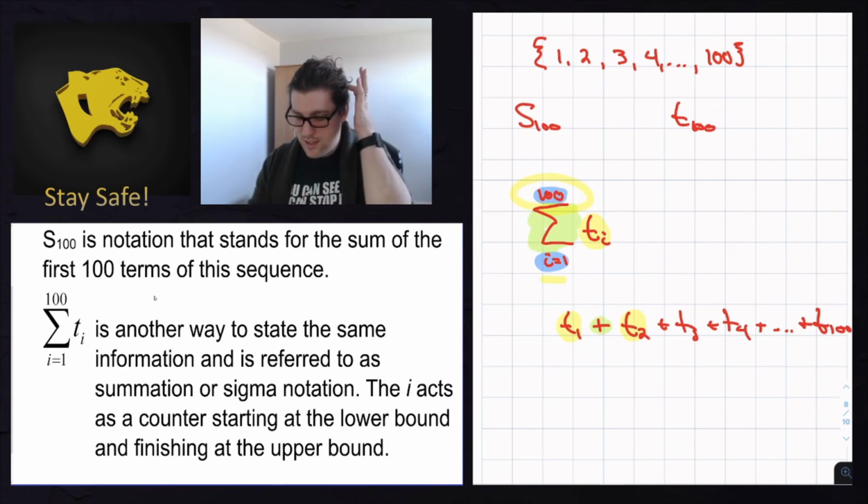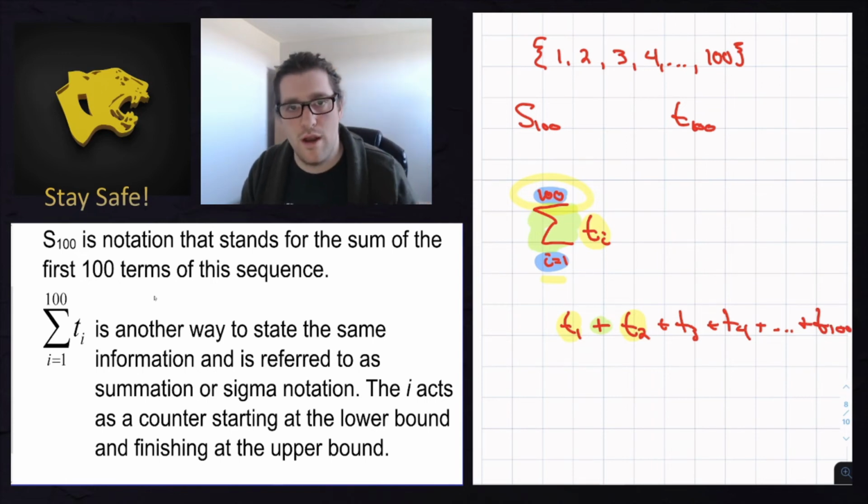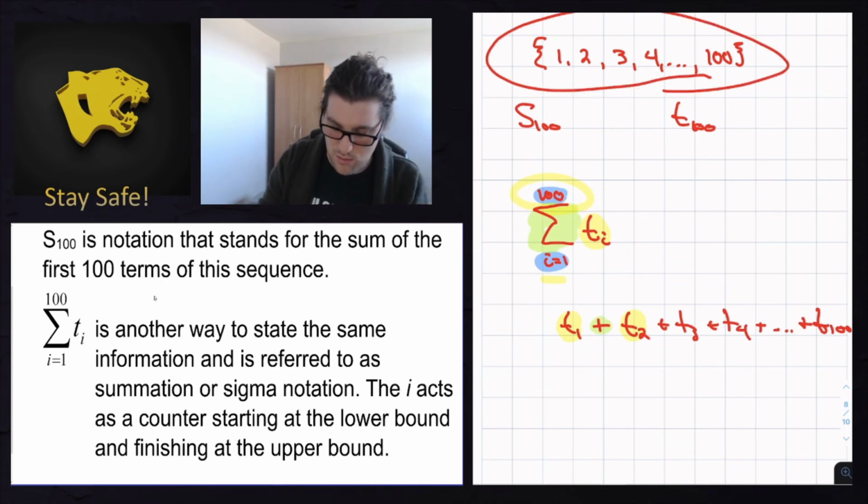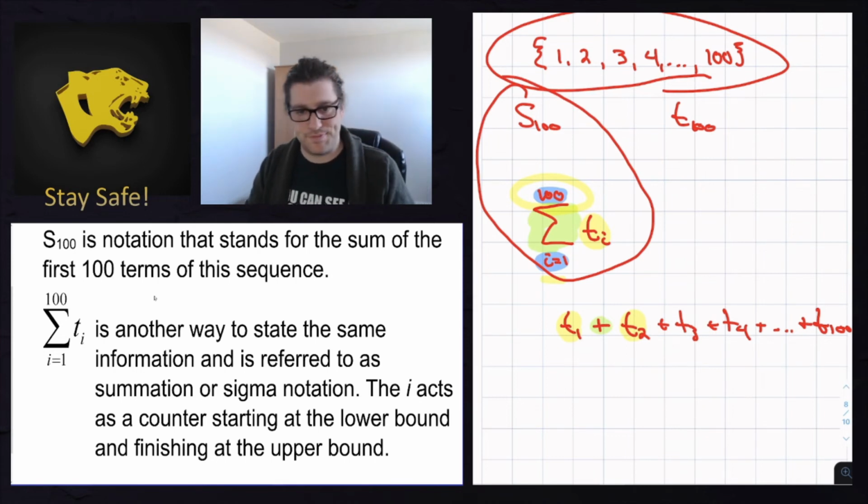So what does this mean? This means we're going to take the first 100 terms of this sequence that we have up here, and we're going to add them together. So this kind of means the same thing. Sigma notation, or just that quick: sum the first 100 terms, and that's all that means.